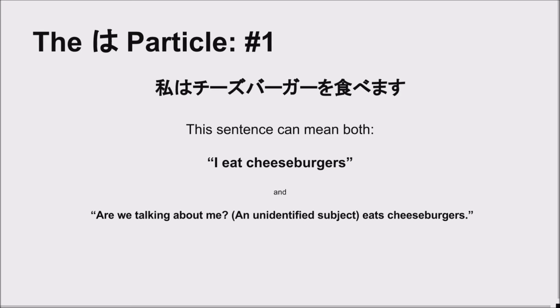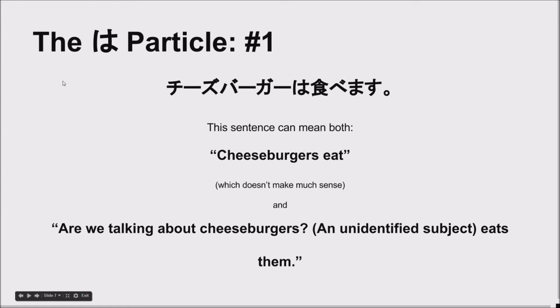So once again, the wa particle isn't always the subject. I want to point that out. In this sentence, it is the subject most likely. Most likely, I eat cheeseburgers is the most accurate translation. But there could be a really weird situation where we say, are we talking about me? Well, an unidentified subject eats cheeseburgers. So just be aware that the ga particle is a subject marker and the wa can sometimes be used as a subject marker. Generally, if there's no ga, or if the subject is not already specified in the sentence, wa is the subject.